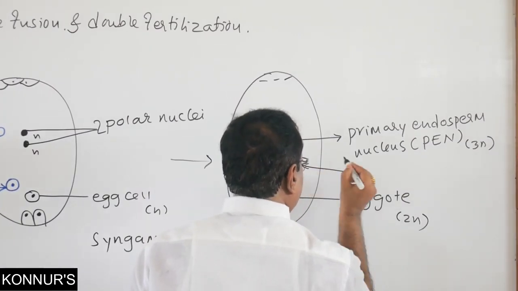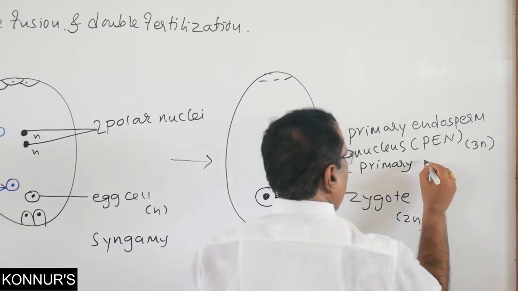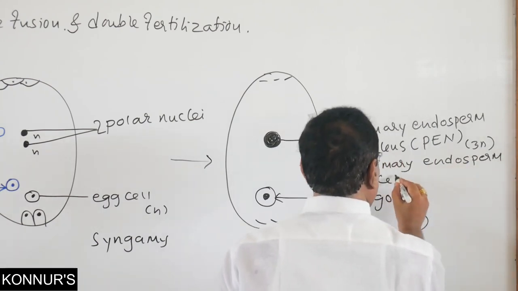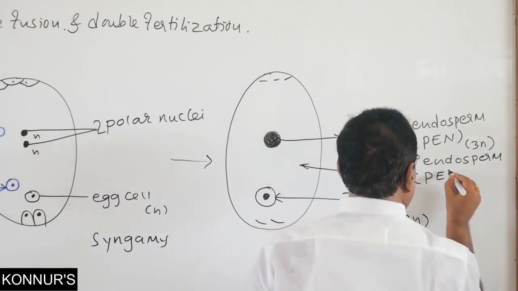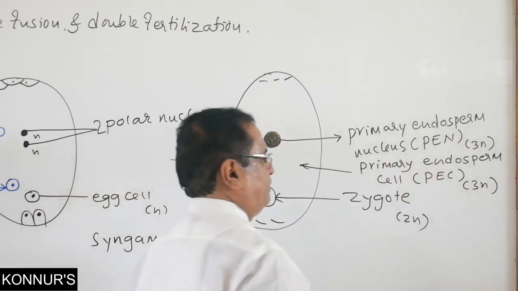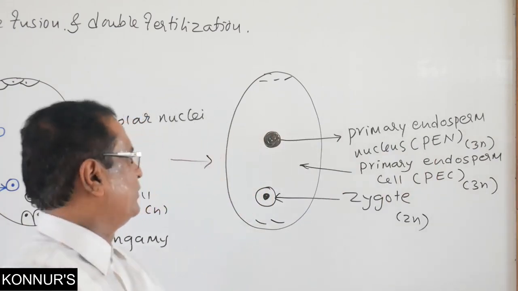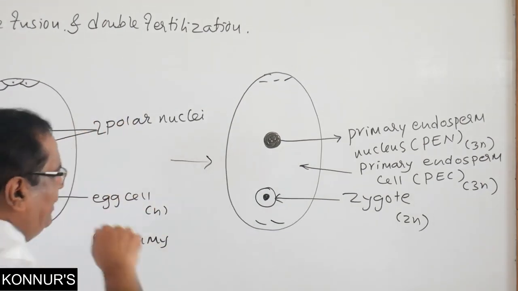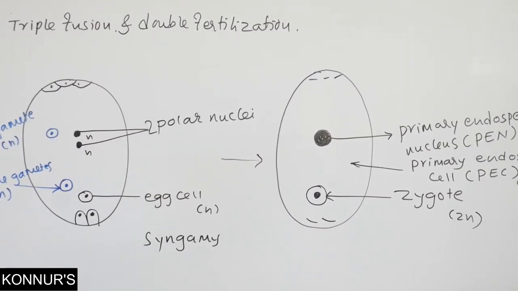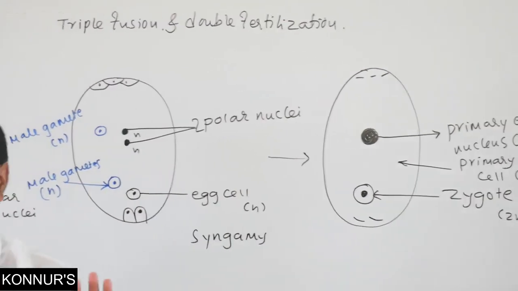Now this central cell is said to be primary endosperm cell, that is PEC. It is an example for triploid cell. With these two diagrams, there is a clear cut explanation about triple fusion and double fertilization in angiosperms.